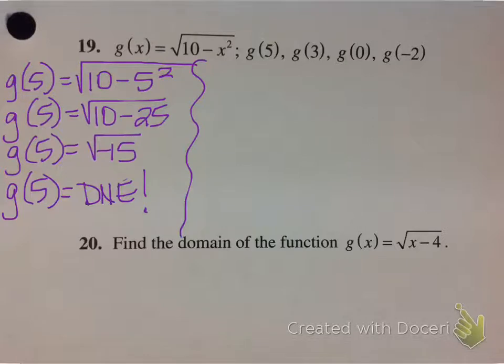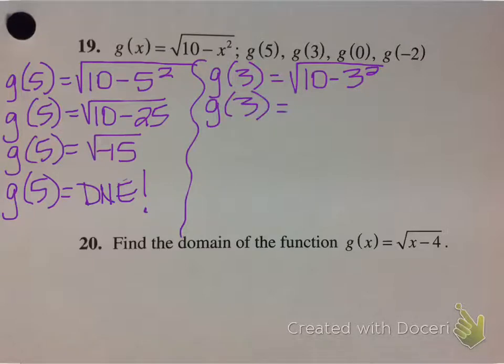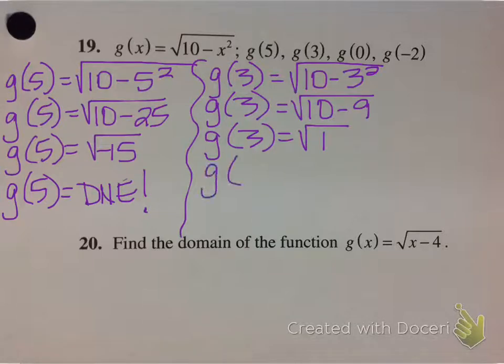So if we wanted to find g of 3, then I would do the same thing. I would just replace my x with a 3, and g of 3 is going to be, looks like 10 minus 9. So g of 3 is going to be the square root of 10 minus 9, which is 1. So that means g of 3 equals 1. And we would do this for the other values as well. I'd plug in 0 and see what I get, plug in negative 2 and see what I get.